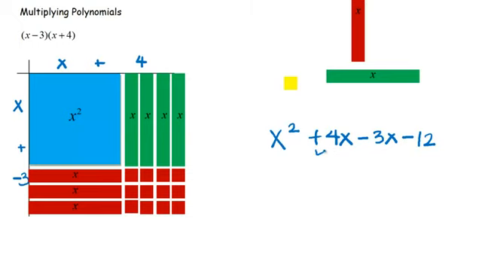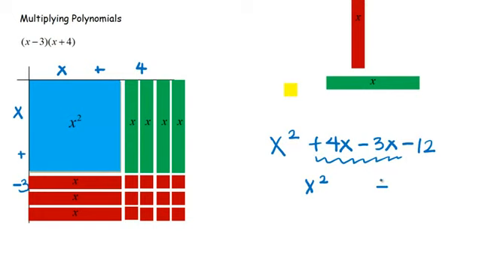So these are the only like terms we've got right here. What I'm going to do is add them together. So I've got x squared, I'm going to copy him because no one changes, and I've got minus 12 back here. So what is 4x minus 3x?